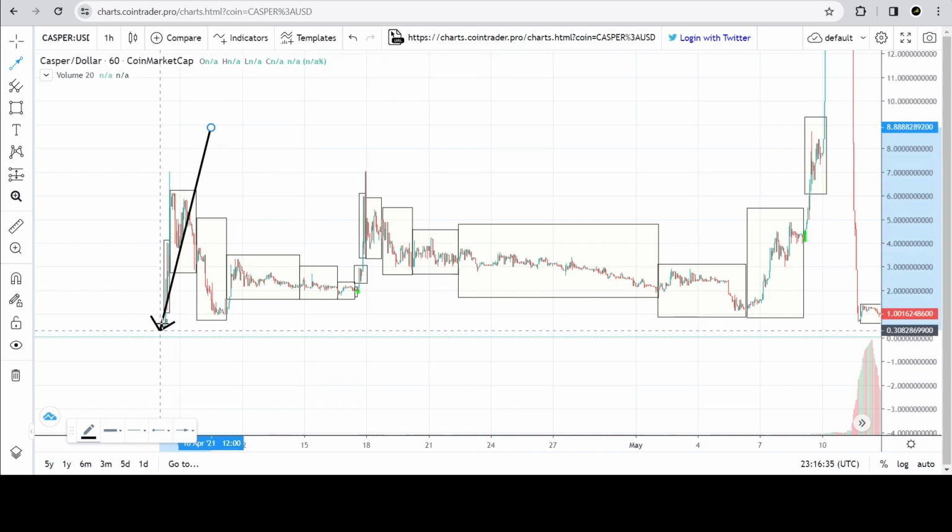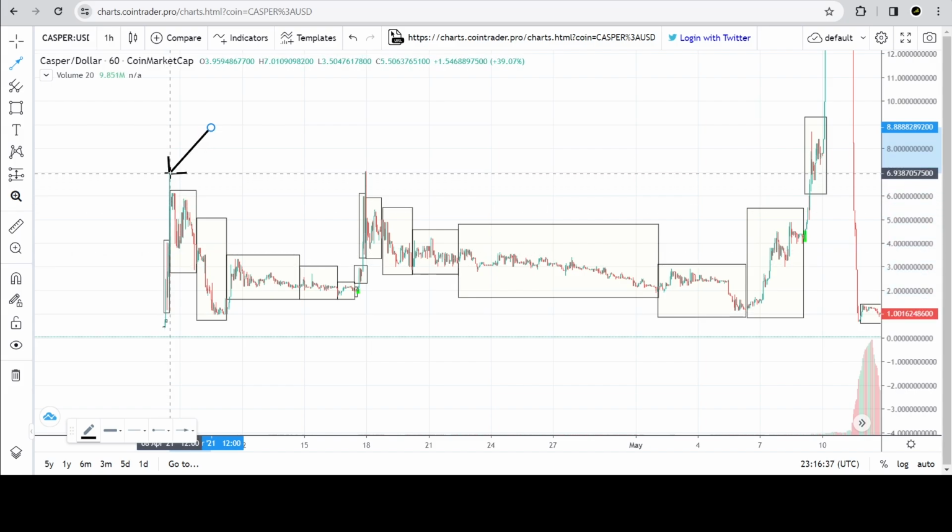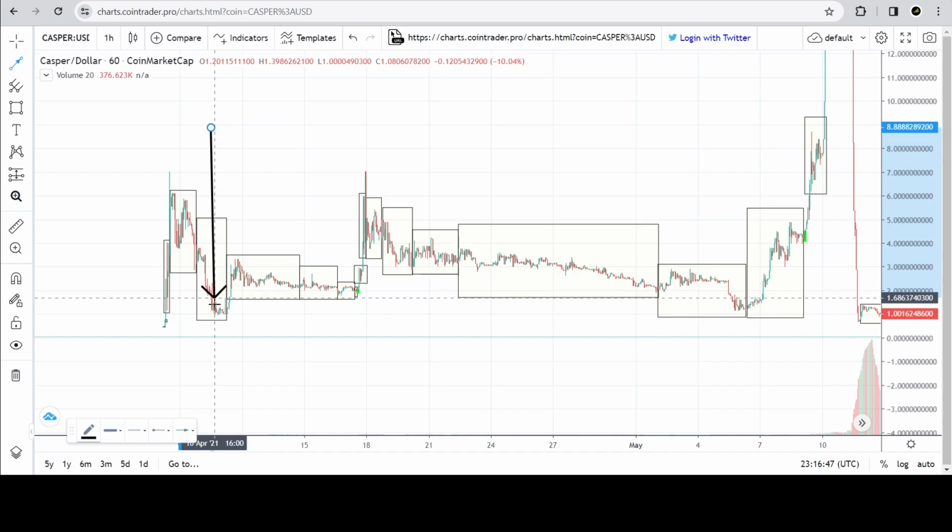So Casper starts with a bull run. It then comes to a peak, it then declines, and does this fractal right here, which is kind of an undulation fractal where it creates several waves before breaking down to the downside. It eventually comes to a bottom. One little marker of the bottom is this little bounce that we see right here.